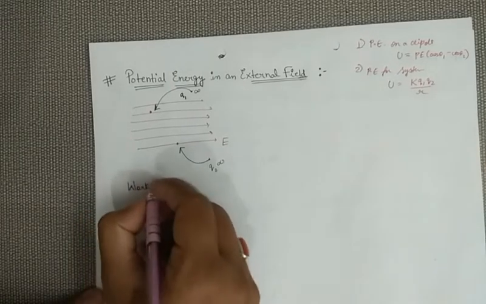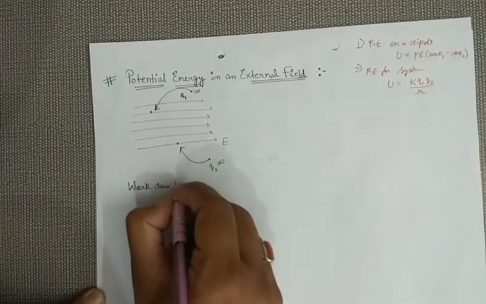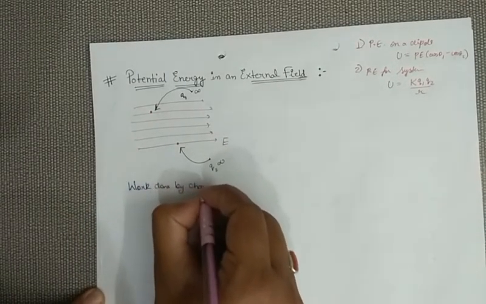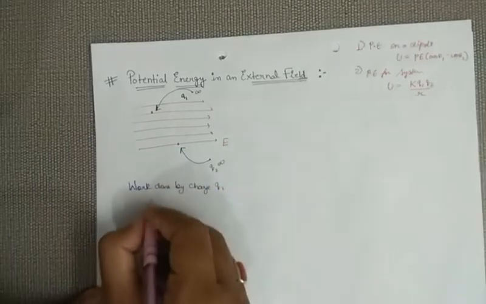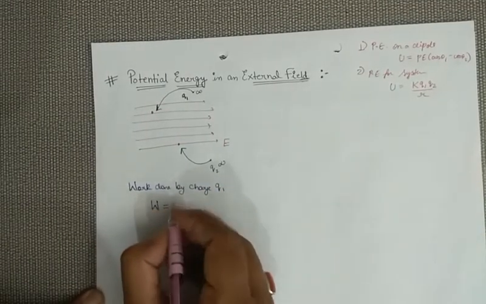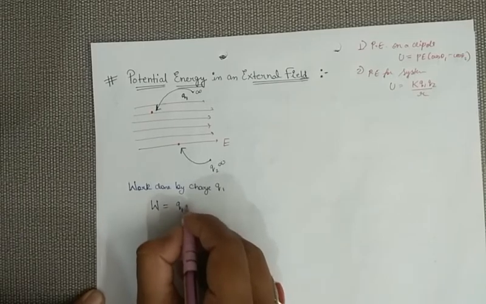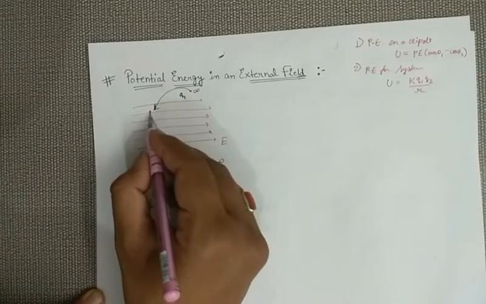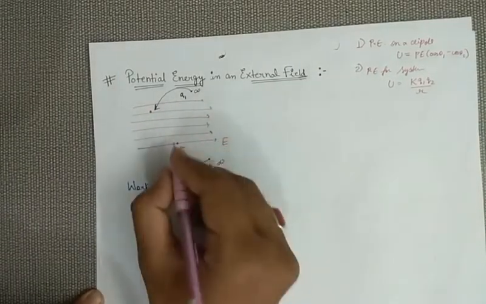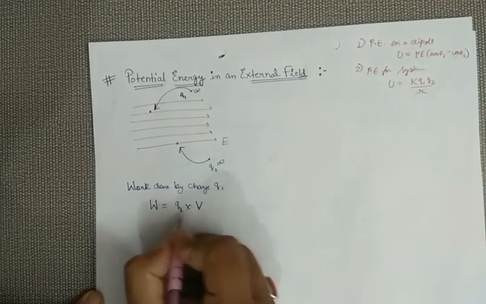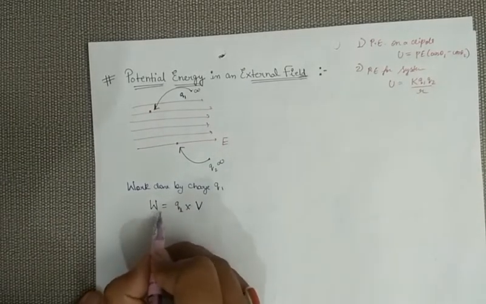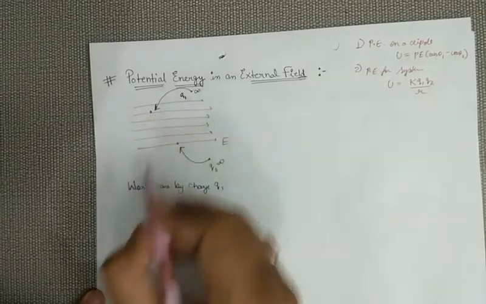So work done by charge Q1. Work done, as we know, is charge into potential. So what will be the potential? Because of this electric field, let the potential be V. So Q1 times V. This is the work done to bring this charge Q1.